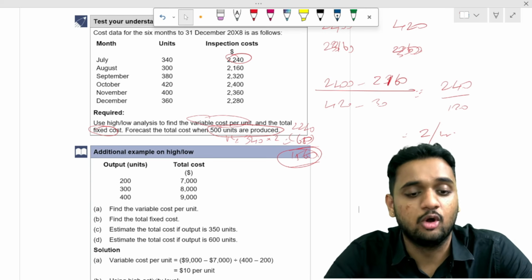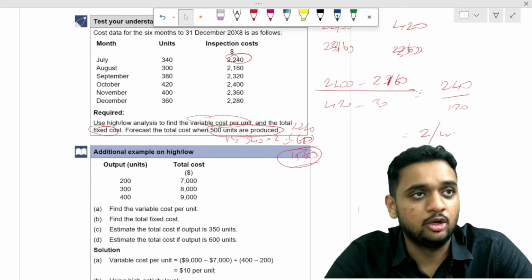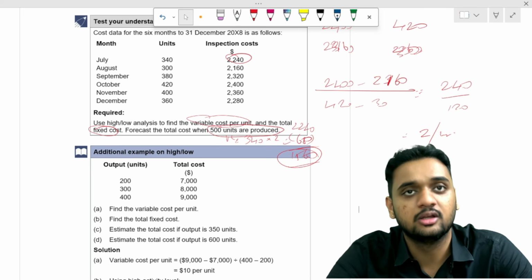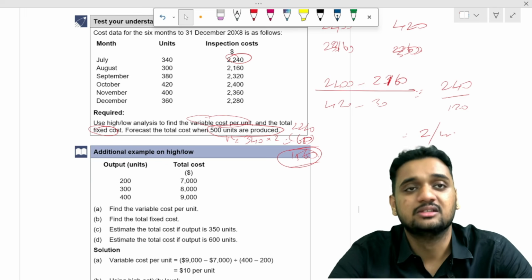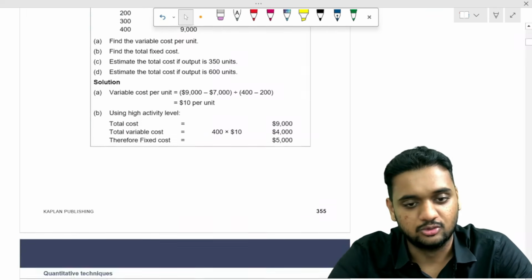Estimate the total cost if the output is 350 units. What will you do? 350 into 10 plus the fixed cost, 5000. 8500. Estimate the total cost if the output is 600 units. 600 into 10 plus 5000 rupees. Understood? Correct?